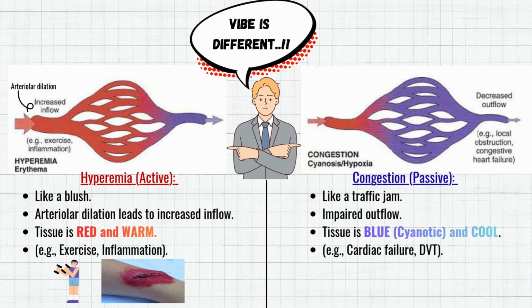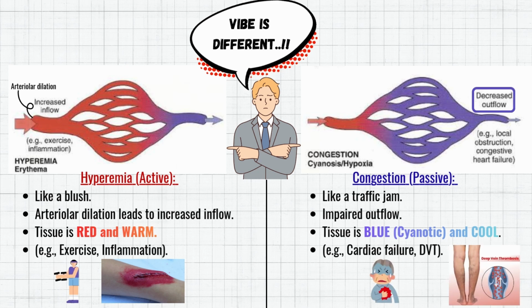Congestion is a passive process. It's like a traffic jam, impaired outflow. The tissue is blue or cyanotic and cool, for example, cardiac failure and DVT.